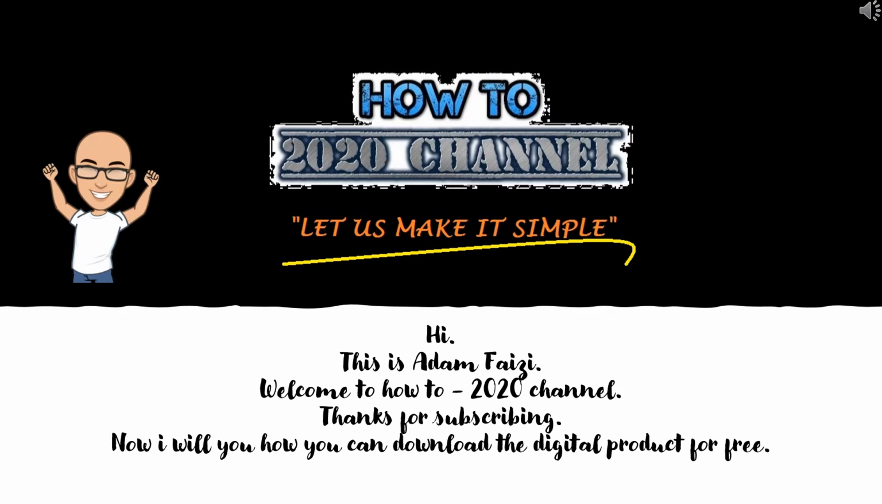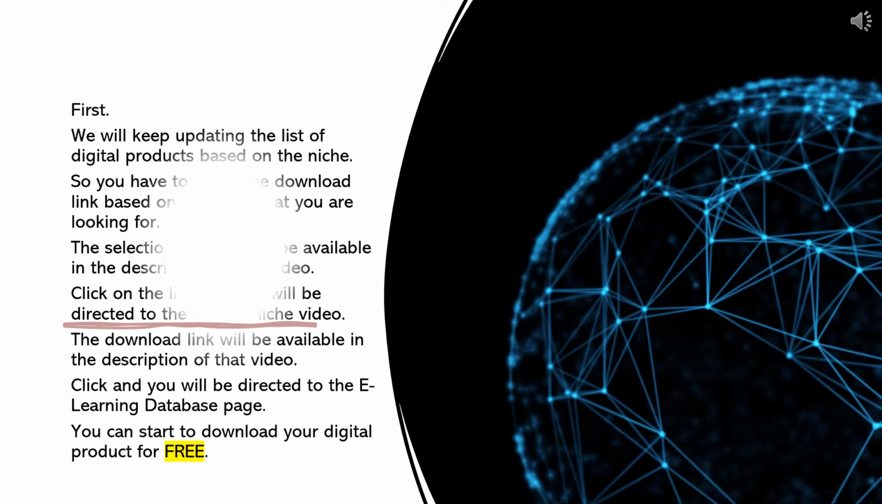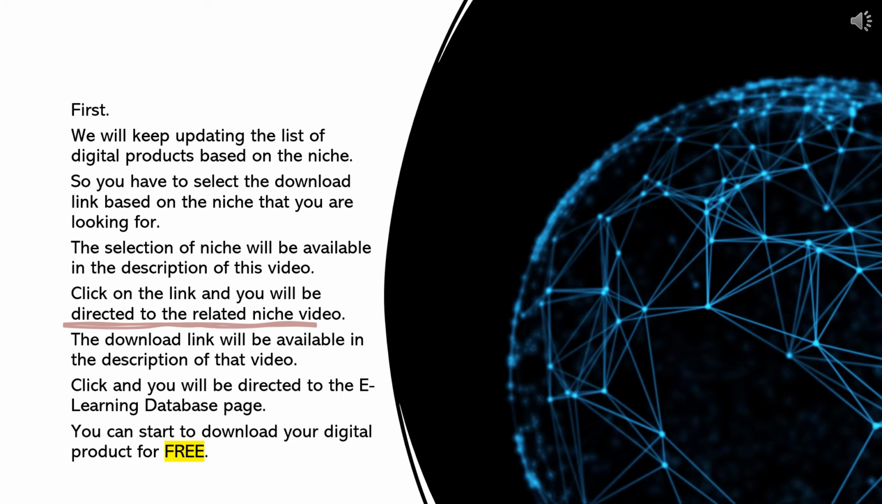Now I will show you how you can download the digital product for free. First, we will keep updating the list of digital products based on the niche. So you have to select the download link based on the niche that you are looking for. The selection of niche will be available in the description of this video. Click on the link and you will be directed to the related niche video. The download link will be available in the description of that video. Click and you will be directed to the e-learning database page. You can start to download your digital product for free.